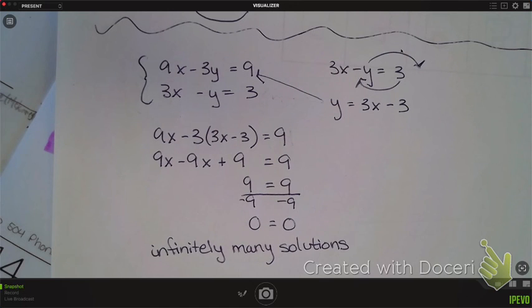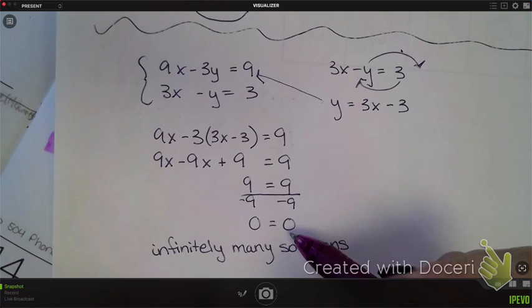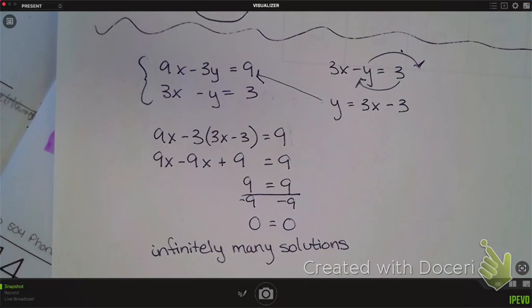So I can stop here. I don't have to keep going. Now with what we're going to do next week, we'll keep going with a little bit of extra, but right now you're done. It's infinitely many solutions and we're done.